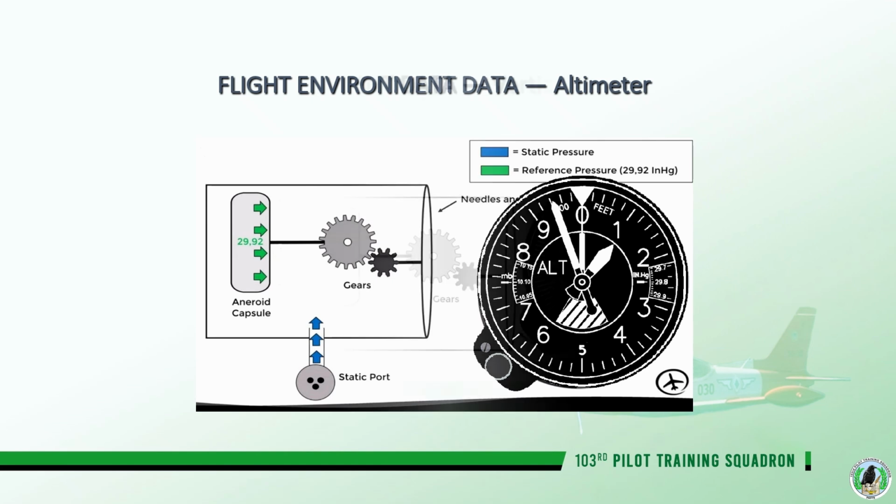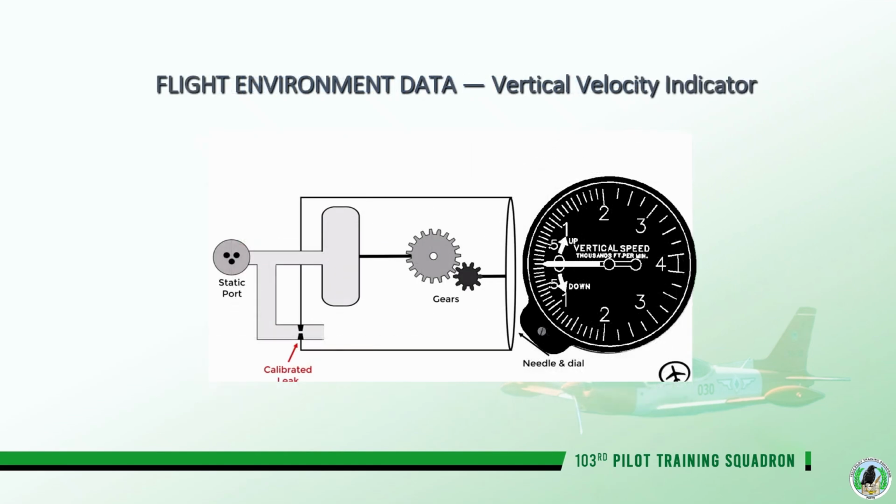Vertical speed indicator, VSI. The vertical speed indicator, VSI, also known as the variometer, shows the rate at which an aircraft is climbing or descending. The VSI measures the rate of change of static pressure. It uses a calibrated leak to provide a delayed pressure reading, which is then compared to the instantaneous static pressure to determine the rate of climb or descent.